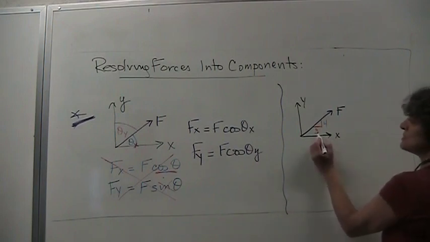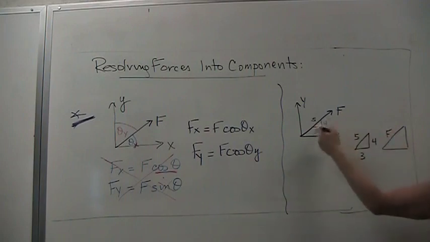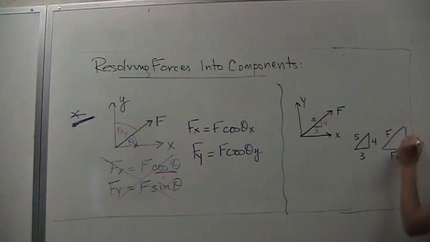We know that if this is 3 and this is 4, we know the hypotenuse of that triangle is 5. And let's take a look at similar triangles. We have a 3, 4, 5 triangle. And then we have another triangle that's represented by our force, the hypotenuse of the force, we have the force Fx here and the force Fy here. And using similar triangles, you could say 3 is to 5 as Fx is equal to F, right?